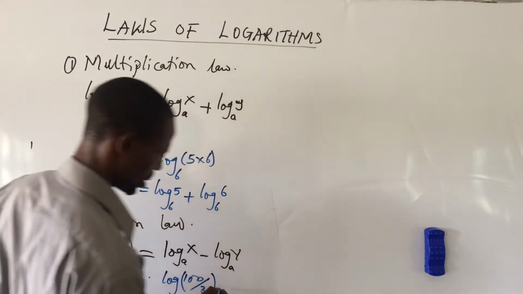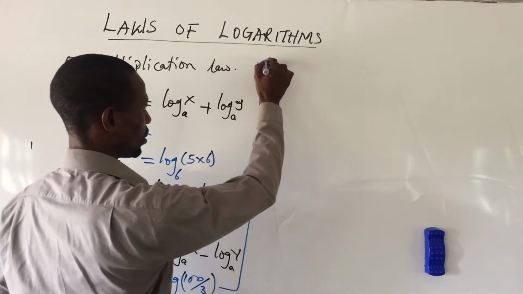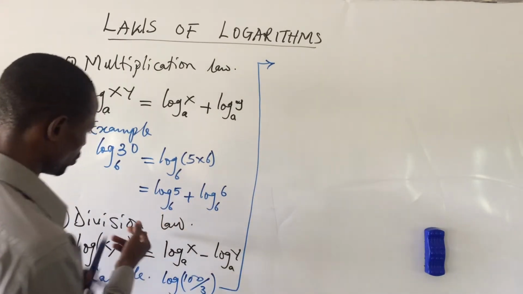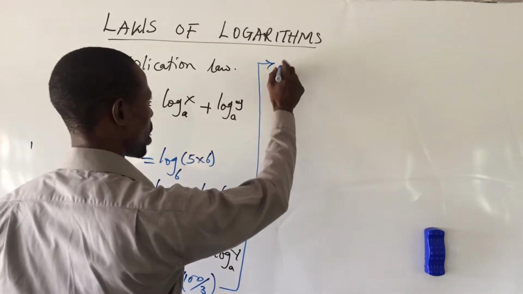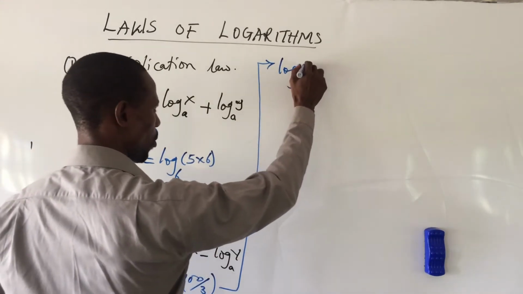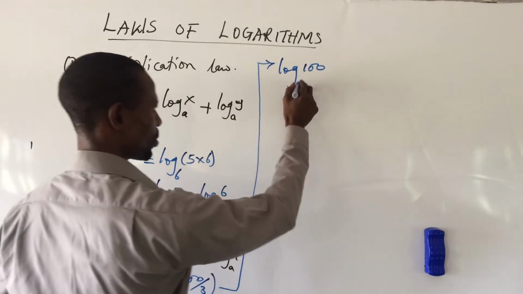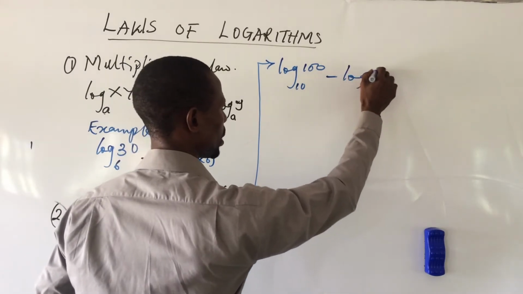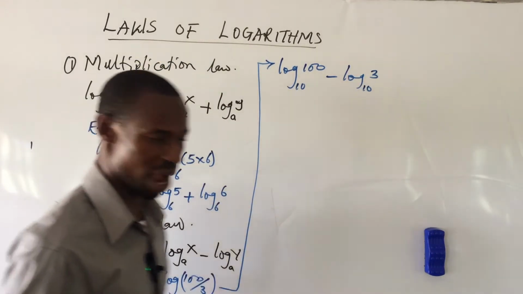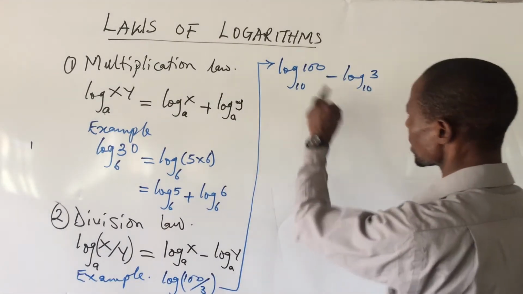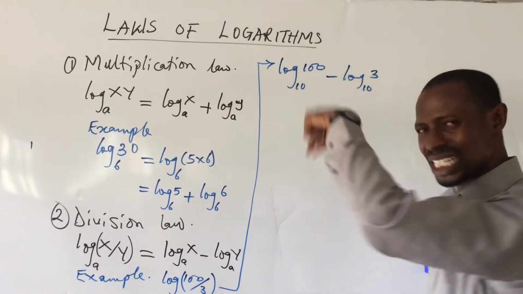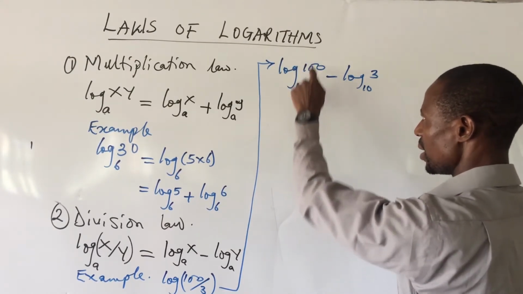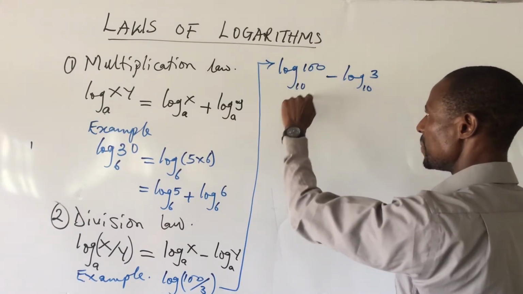How do we simplify this? This is what we do. According to the division law of logarithm, this will now become log 100, which is the first one, base 10, minus log 3 base 10. Now look at this, log 100 base 10 can equally be simplified down. We can put in here 10 to the power of 2, move 2 back, then it's going to give us log 10 base 10.